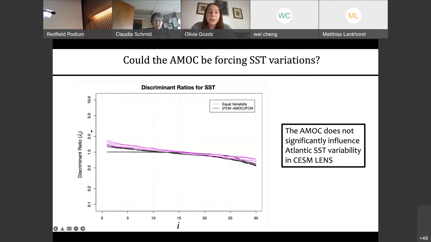So what's shown here are the discriminant ratios from computing CDA between the fully coupled model with AMOC removed and the fully coupled model with AMOC in. And the pink line is the null hypothesis and the black line is our samples. So this is showing that removing the AMOC caused no significant change in SST variability, not only for the subpolar modes, but for any mode of SST variability.